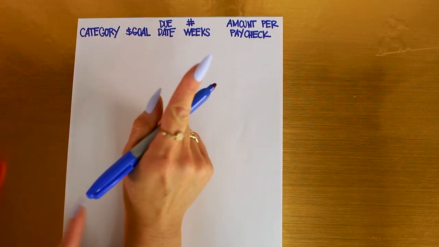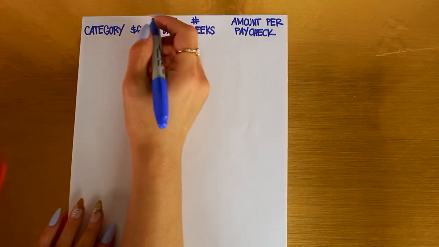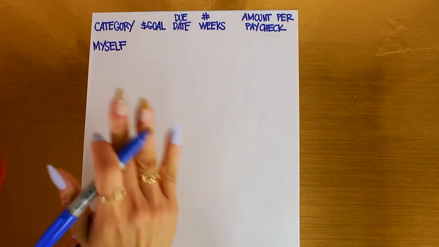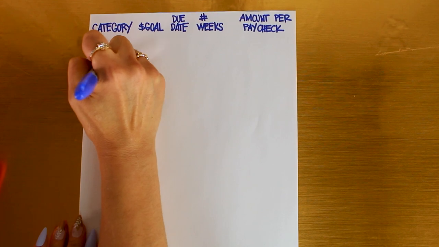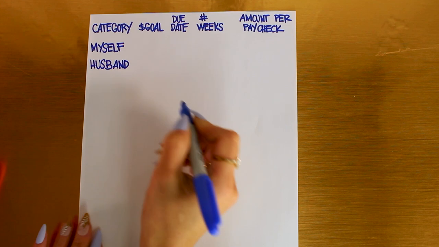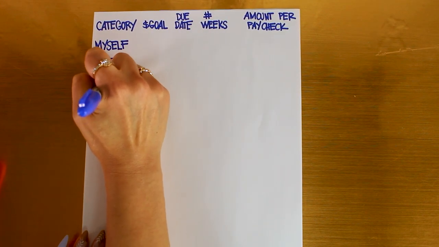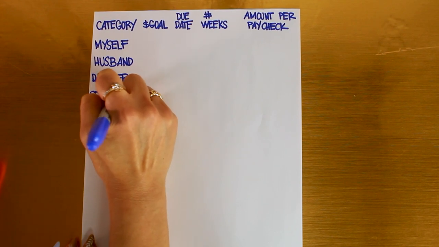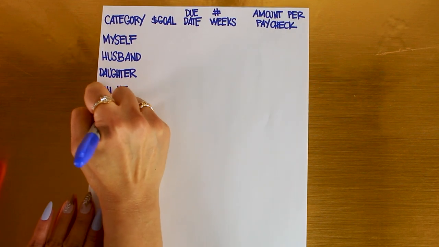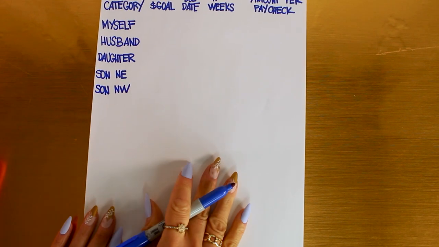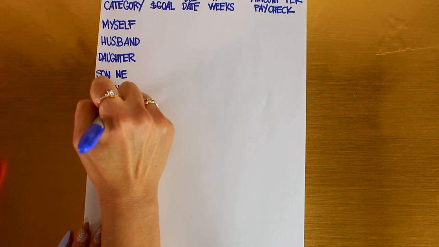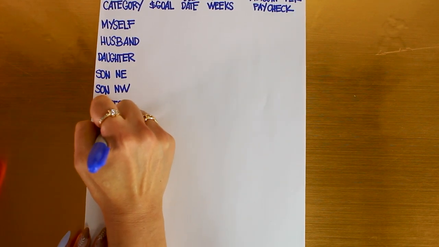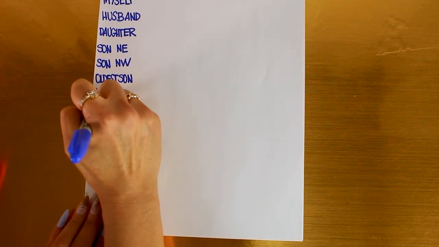Okay, so now we can write down or list down all of my categories. Okay, so I have my personal envelope. Okay, next is my husband. Okay, next is our daughter. Next is our son. The next category is our son and W. The next one is our oldest son. The next one is my dad. I have haircuts.